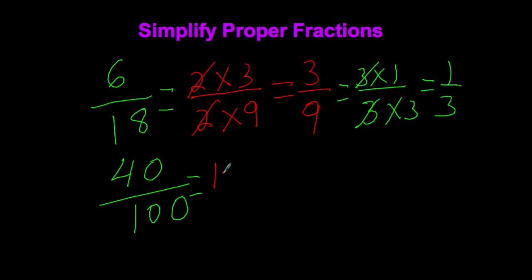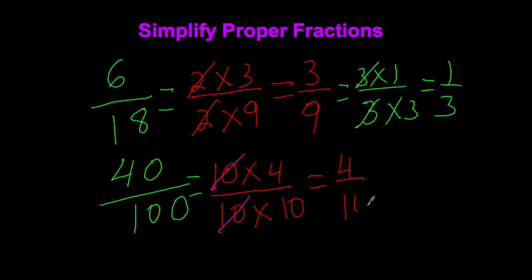Or you can just break it down, 10 and 10. What number you multiply by 10 to get 40 is 4. What number you multiply by 10 to get 100 is 10. So because 10 is common between the numerator and the denominator, cancel that. So you're left with 4 over 10. This is an even number and this is also an even number.